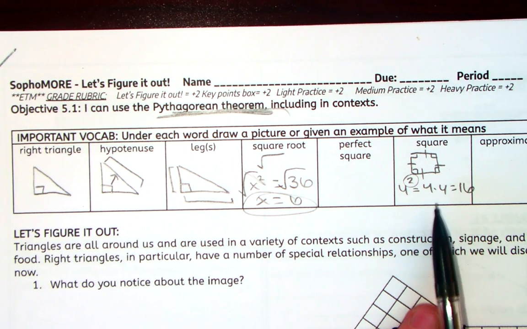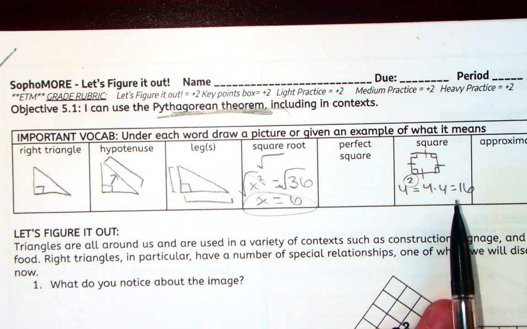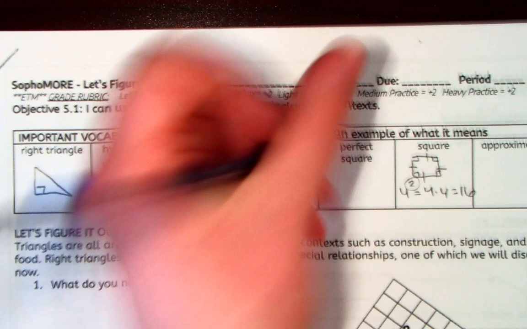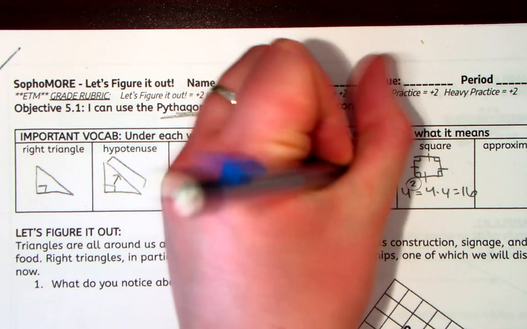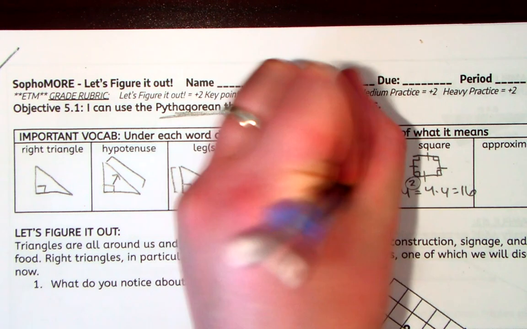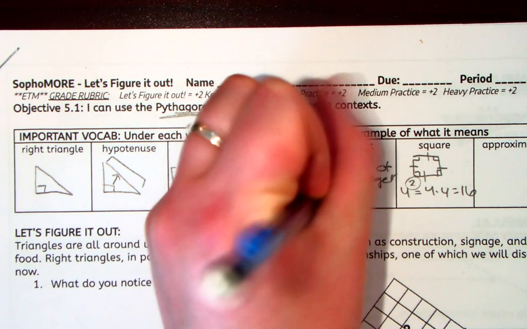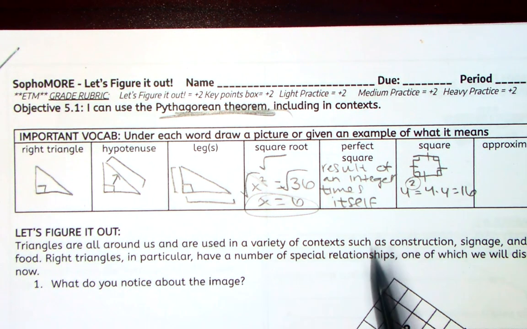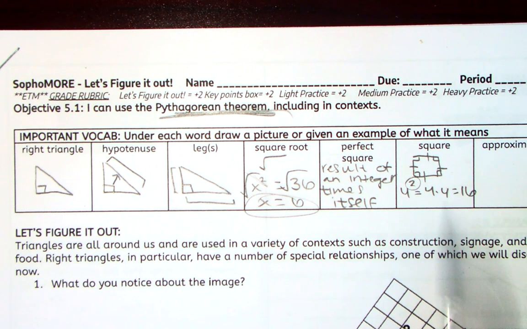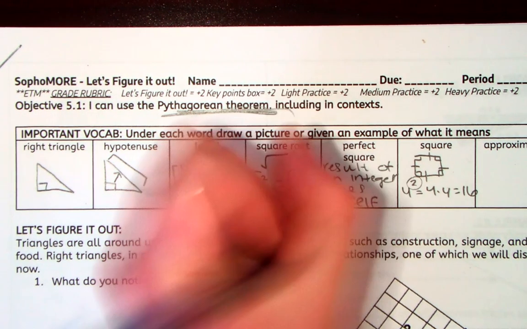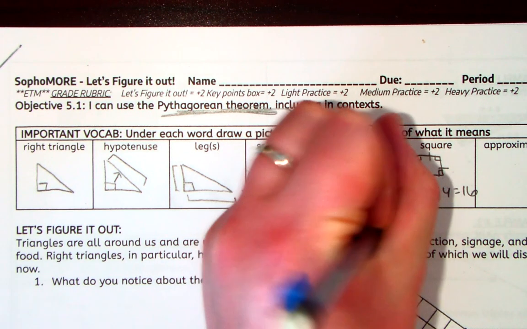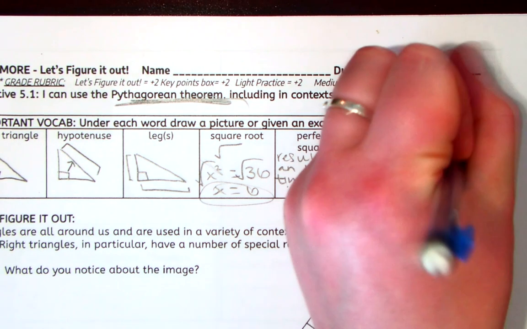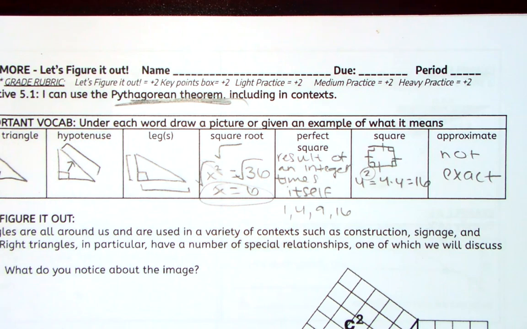When I take a number multiplied by itself, I'm actually finding the area of a square. A perfect square is the result of an integer times itself. So 16 is a perfect square because that number came from 4 times 4. Or other numbers: 1 times 1 is 1, 2 times 2 is 4, 3 times 3 is 9, 4 times 4 is again 16. These are all examples of perfect squares. More on that later. And approximate means not exact.